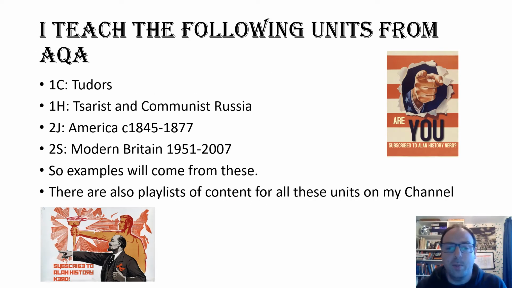So I'm going to use a range of examples as I go through some of the stuff that you should do. I've done a little bit of that already in terms of looking at those focuses and stems and things like that. So I actually teach two different A-levels at the same time. I teach A-level politics as well, just to keep my brain completely confused. So I teach Tudors as a Unit 1. I also teach a Unit 1 on Tsarist and Communist Russia. I teach a Unit 2 on the American Civil War, which is America, a nation divided, circa 1845 to 1877. And I teach a modern Britain Unit 2, so modern Britain 1951 to 2007.